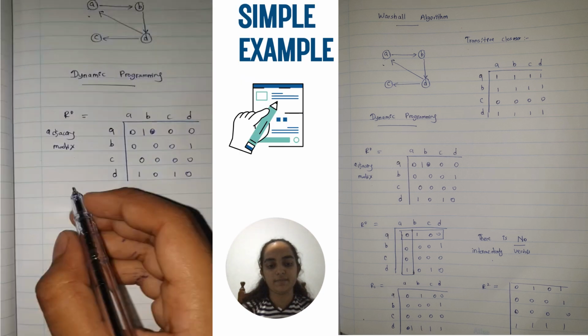Intermediary vertices. In Warshall's algorithm, we check one vertex at a time as an intermediate vertex. In R0, we have no intermediate vertices, so we use the initial adjacency matrix.